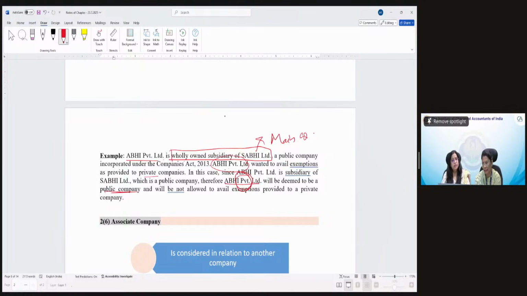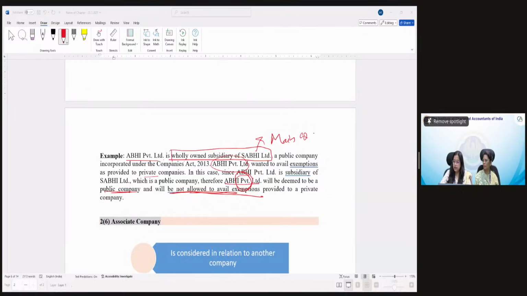So will Abhi Private Limited lose the status of being a private company? Tell me, come on, students, kindly let us know whether the exemption which is there for the private company can be availed by Abhi Private Limited.